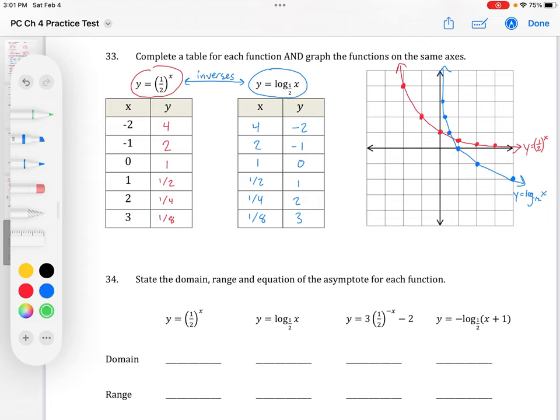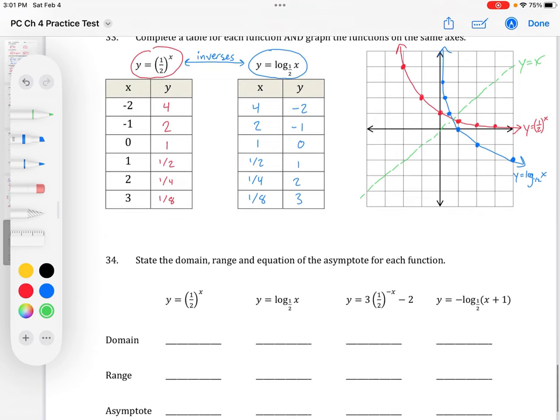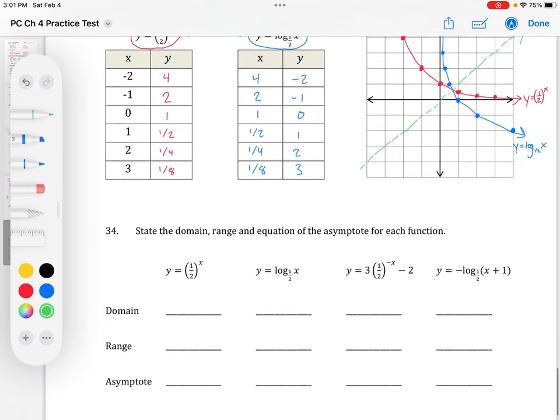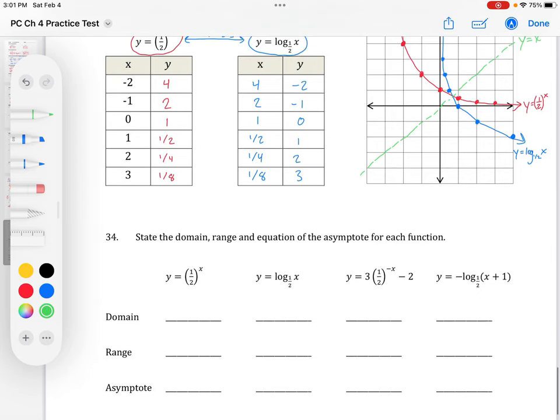And one thing to note, if you do this correctly, you should notice that these are a reflection over the line y equals x, and that's because they're just inverses of each other. So this is the line y equals x, and you can see that reflecting happening. All right, so we're going to use that graph here to answer some questions about the domain, range, and equation of the asymptote of each function.